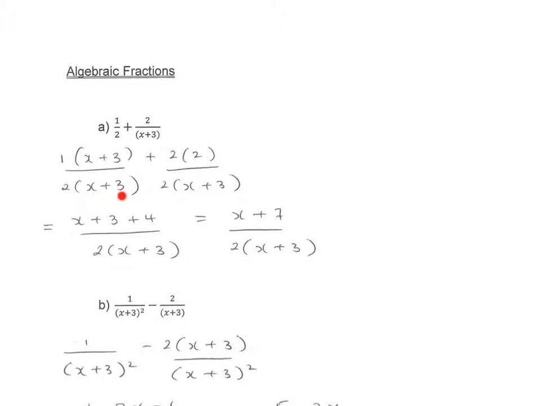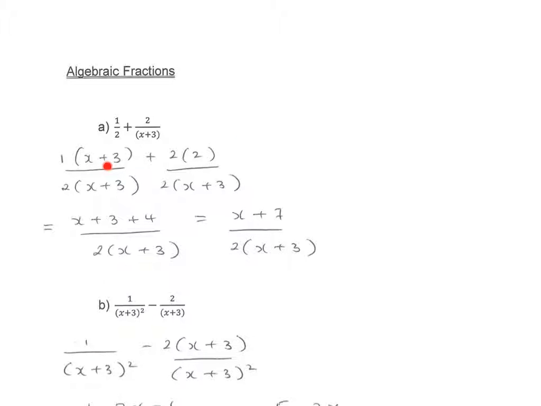So 2 upon x plus 3 being our denominator, we must now create equivalent fractions with that new denominator. So I've multiplied the 2 by x plus 3, which means I have to multiply the numerator also by that x plus 3. And in the second part, we have multiplied the x plus 3 by 2 to get our common denominator, meaning I also have to multiply the 2 on the numerator by 2 as well.